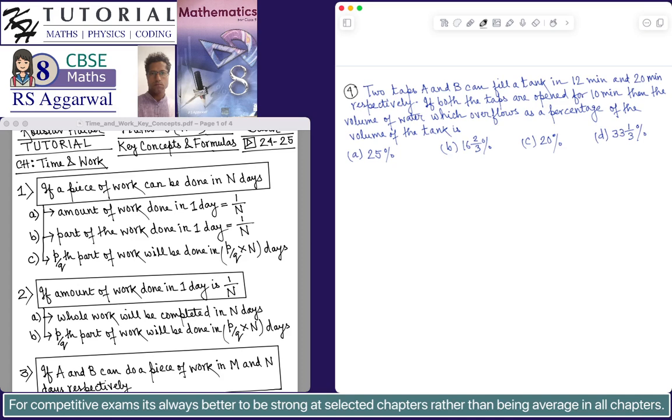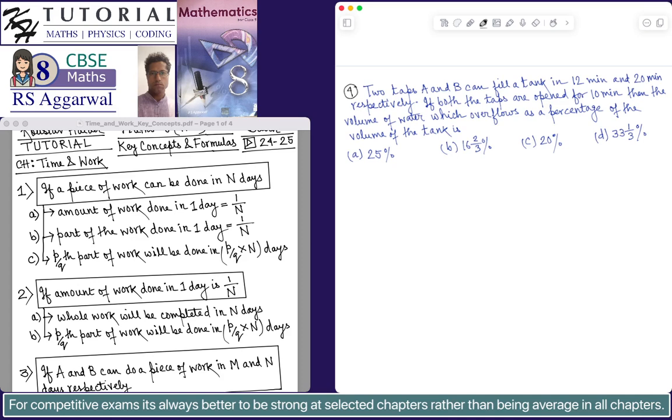Okay. So both the taps A and B are inlets, that is, they are filling the tank. Tap A can fill the tank in 12 minutes, tap B alone can fill the tank in 20 minutes. Now both the taps are open and they are working for 10 minutes. So we have to see how much of the tank they are filling in 10 minutes. If both the taps are open for 10 minutes, then the volume of water which overflows as a percentage of the volume of the tank. Now, you can consider the volume of the tank as 1.